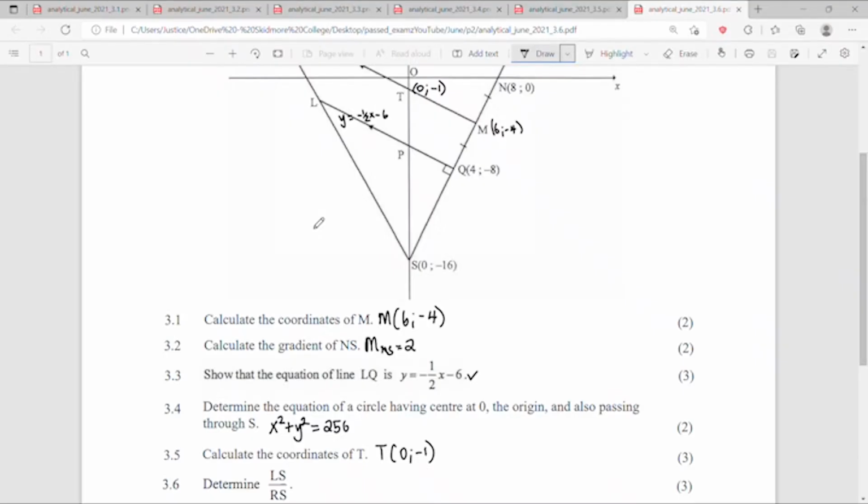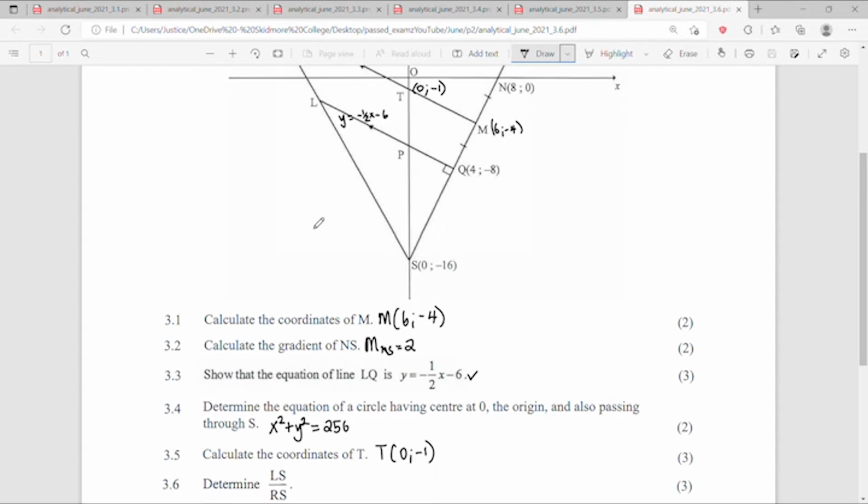All right, this is question 3.6, and it says determine LS over SR. Since we've started, we've been looking at strategies for answering these questions, and one of them is looking at the question and seeing the hints that it gives you. This is a very short statement. Just determine LS over RS, and it doesn't give us a lot.